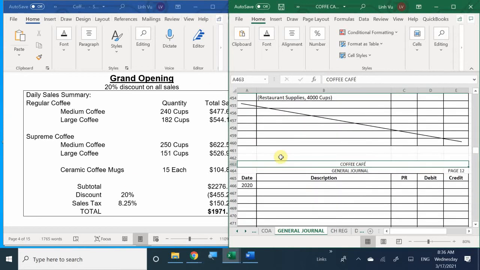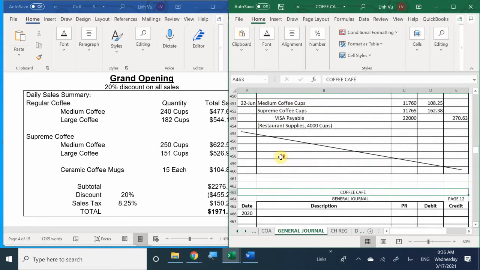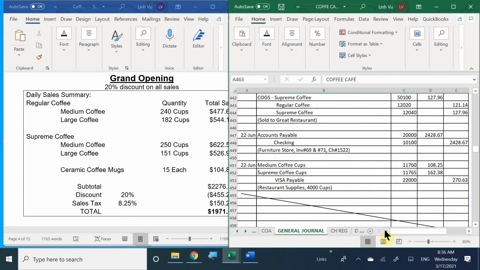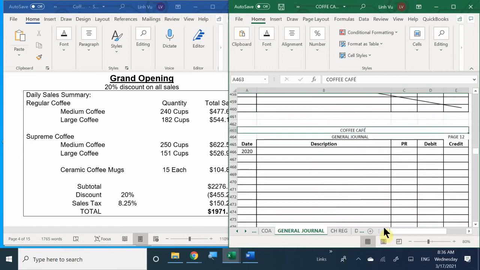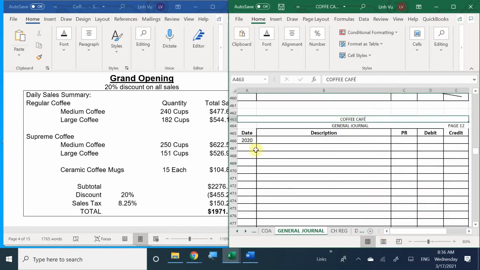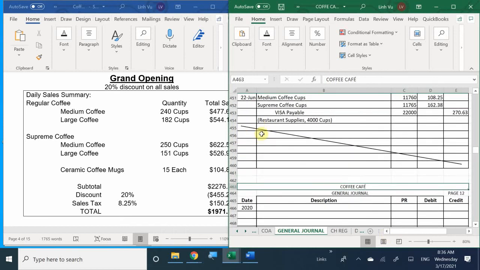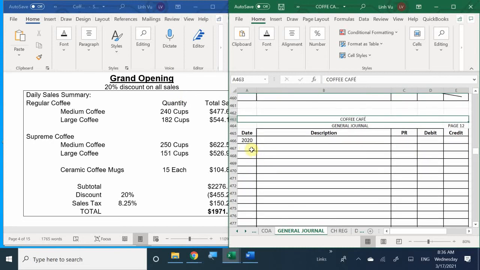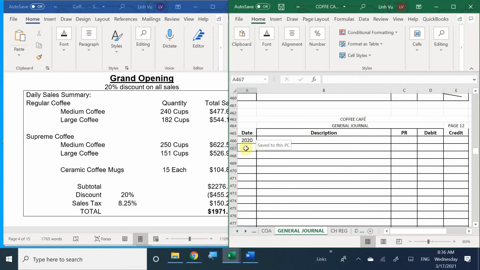You can also save it as a read-only file. If you have a read-only file, that also means that no one can edit the file. So that's just a measure so that no one can add in anything, avoiding fraud. With that being said, we are now going to be working on the new page 12. Let's get started. We have grand opening sales.